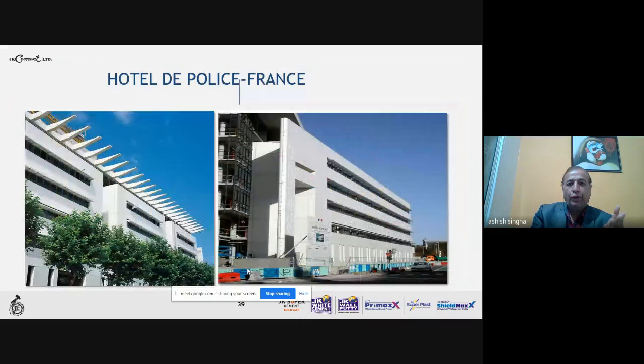So this is one of the hotels somewhere in France. As you can see, this building was painted with this particular product, and even after 10 years... Those who have visited Italy and France and other European countries have got a fascination for white buildings, but mostly in churches and all that, they keep the exterior facade as white.